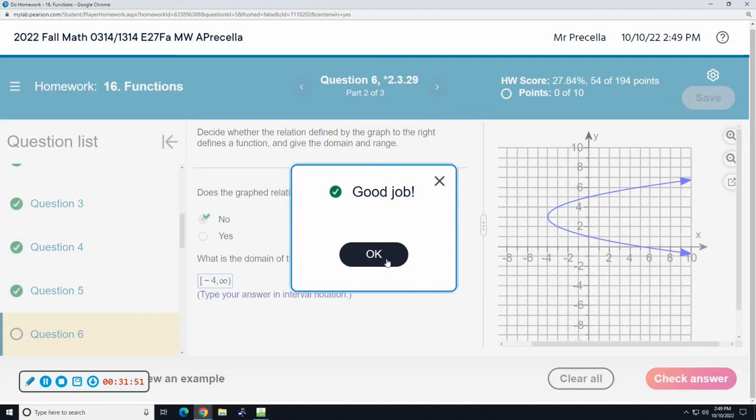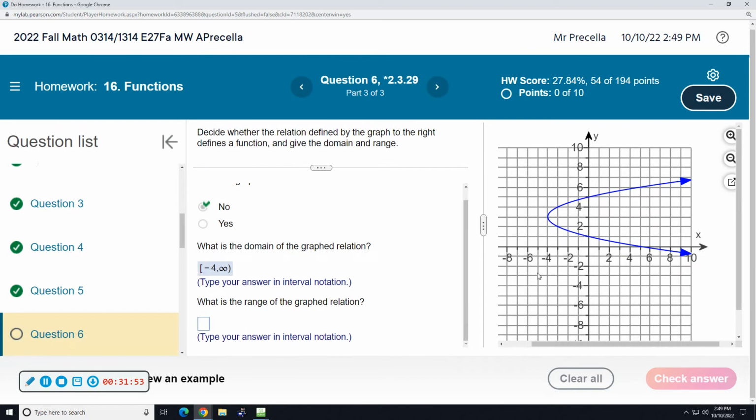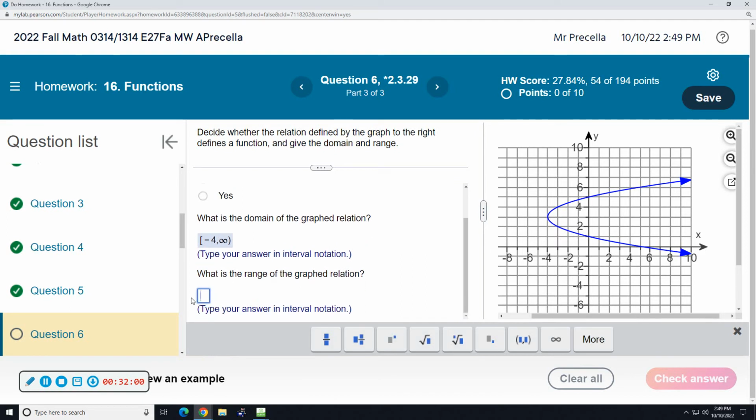And what about the range? Is it going down forever and up forever? Yes. Ooh, parentheses, negative infinity, comma, infinity, close parentheses.